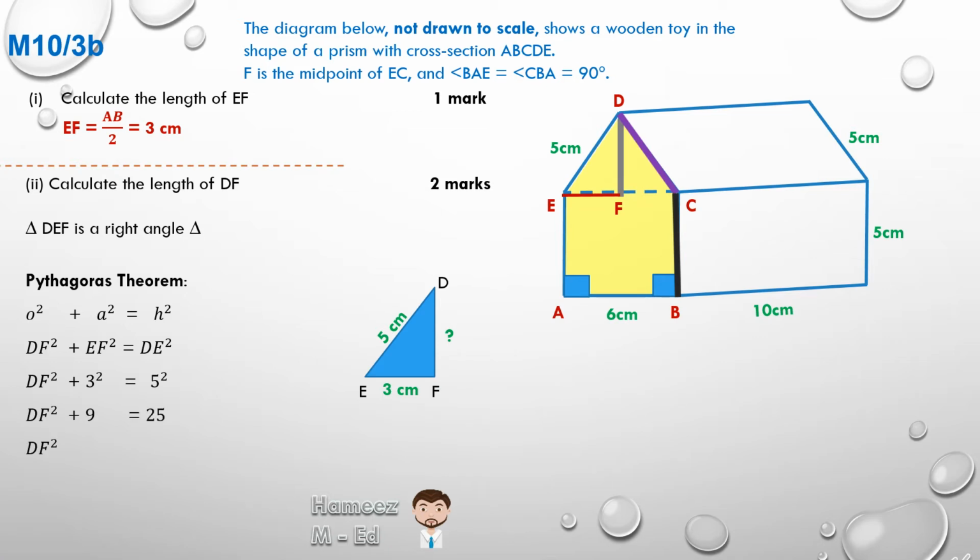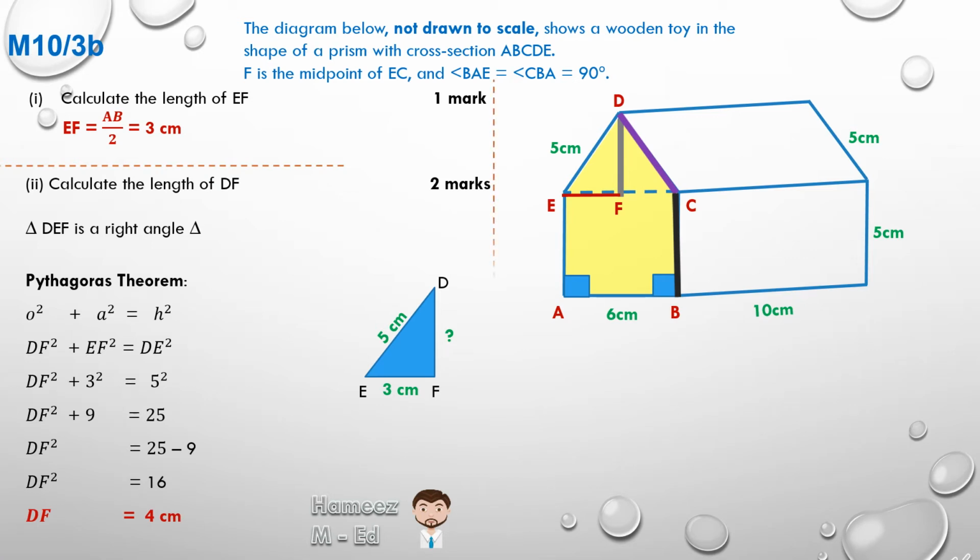So if we want DF squared alone, we have to remove the plus 9 from the left hand side and carry it across, which means to say that we're subtracting by 9. So DF squared is 25 minus 9, and we can work that out. That will give us 16, and DF would be the square root of 16, which is 4 centimeters. So we got the height of the triangle.